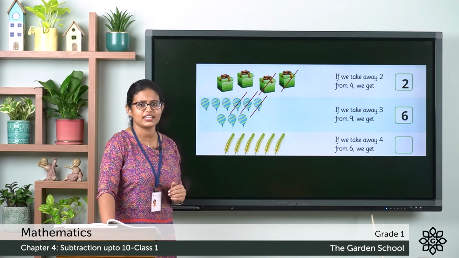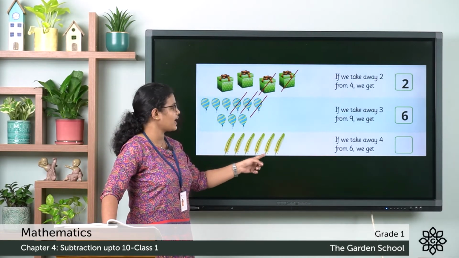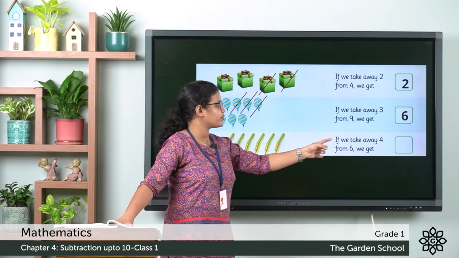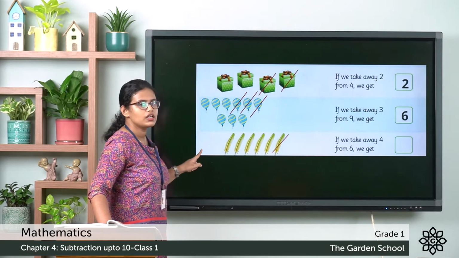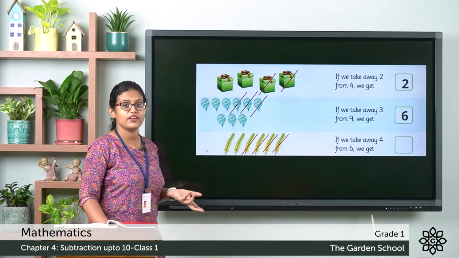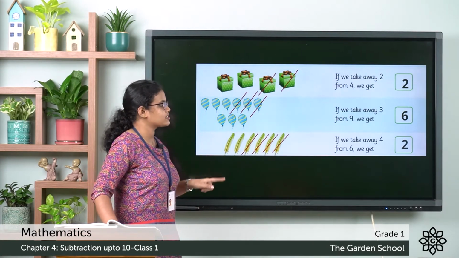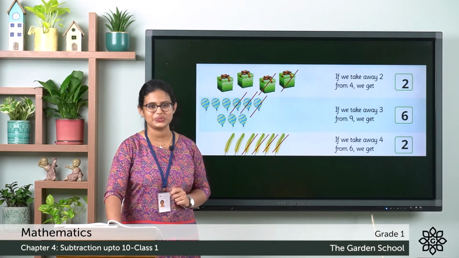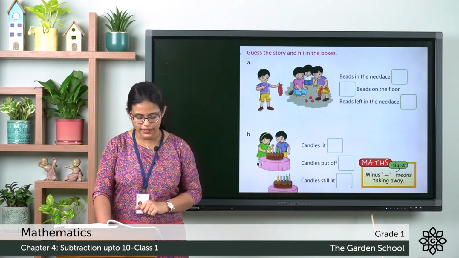So how many feathers are there? Count and see. 1, 2, 3, 4, 5, 6. 6. So if we take away 4 from 6, so let's take away 4. 1, 2, 3, 4. So how many are left? Only 2. 2 feathers are left. So what is the answer? The answer is 2. So this is how you need to do this. Moving to the next one. You can take page number 50.